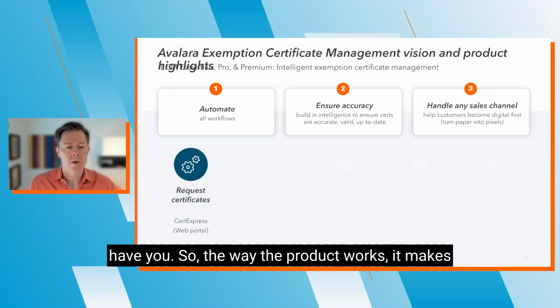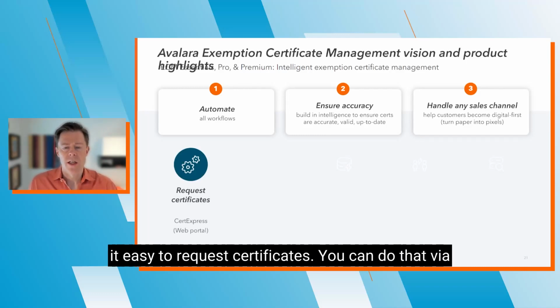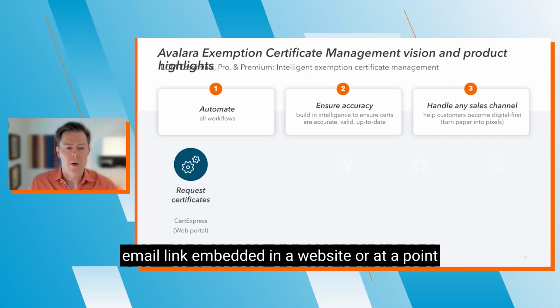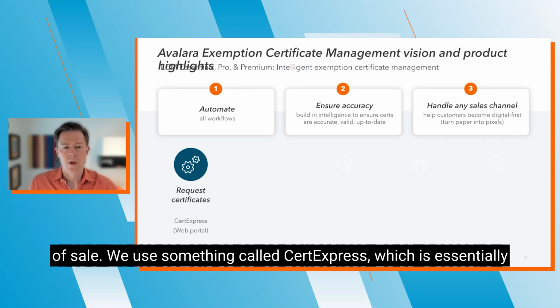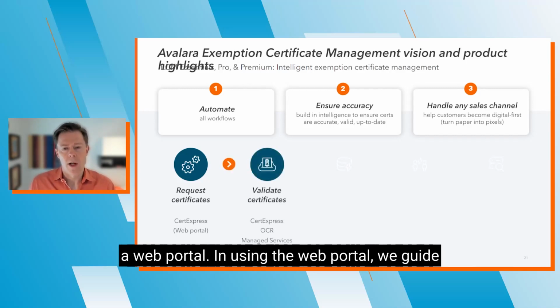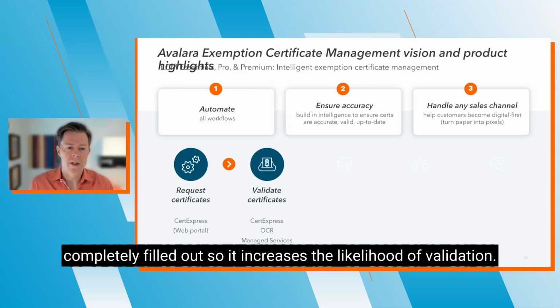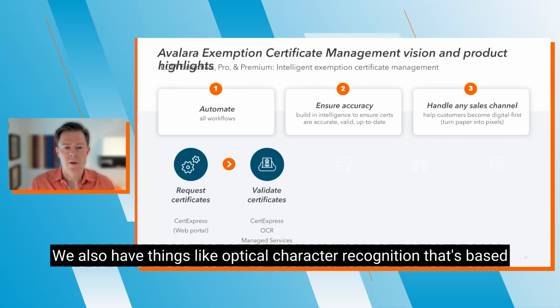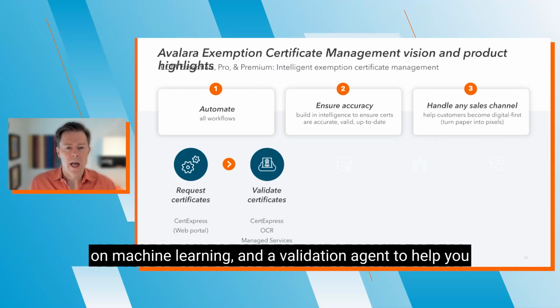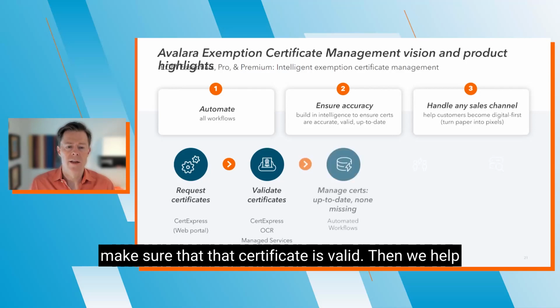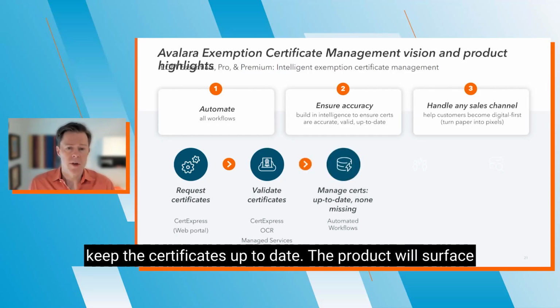And so the way the product works, it makes it easy to request certificates. You can do that via an email link, embedded in a website, or at a point of sale. We use something called Cert Express, which is essentially a web portal. In using the web portal, we guide customers to select the right certificate and make sure it's completely filled out, so it increases the likelihood of validation. We also have things like optical character recognition that's based on machine learning, and a validation agent to help you make sure that that certificate is valid.